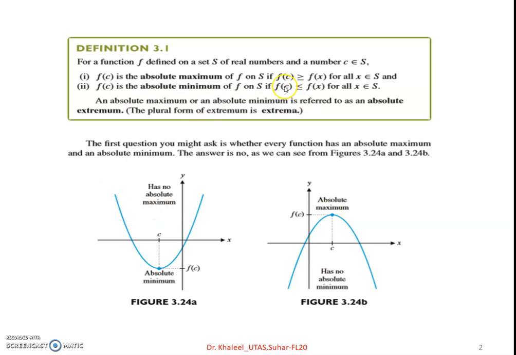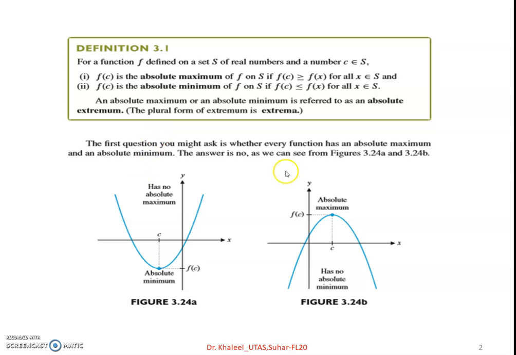Similarly, if f(c) is less than f(x) for all x belonging to S, then it becomes the absolute minimum. You see this one. Same, we have S, c from S, then I find the value at c, that is f(c), this value. You see this f(c) is the lowest, the minimum. All the values from here to here are greater than f(c), and all the values after this are also greater than f(c). Therefore, this f(c) becomes an absolute minimum.